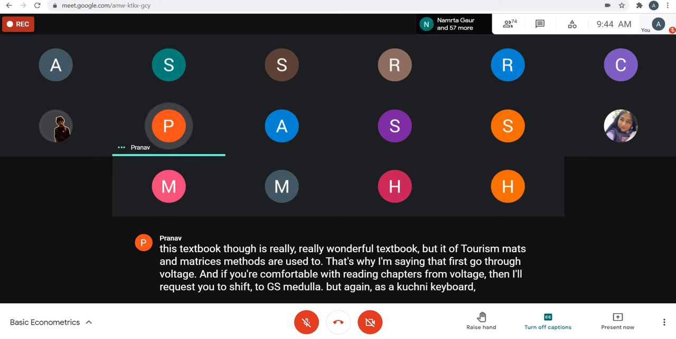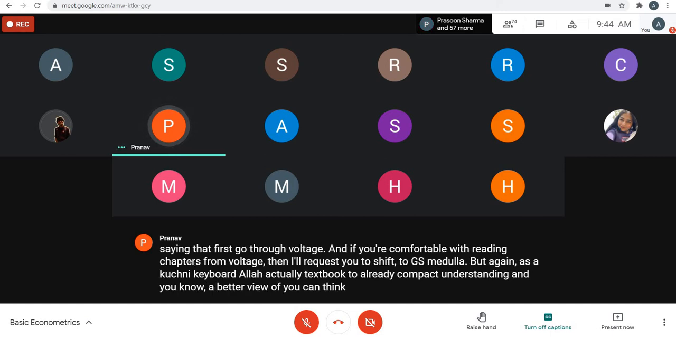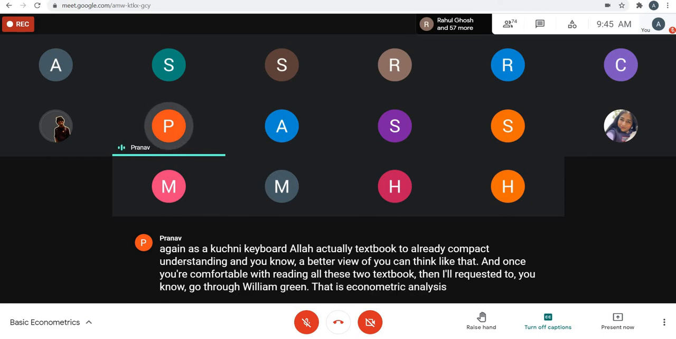But G.S. Maddala is actually a textbook that gives a more compact understanding and a better view, you can think like that. And once you're comfortable with reading these two textbooks, then I'll request you to go through William Greene, that is Econometric Analysis by William Greene. A very good book.